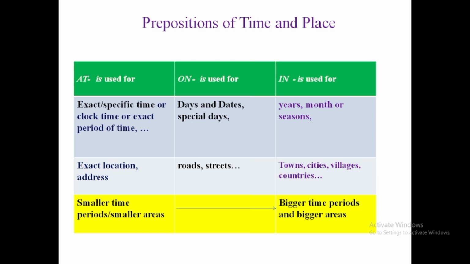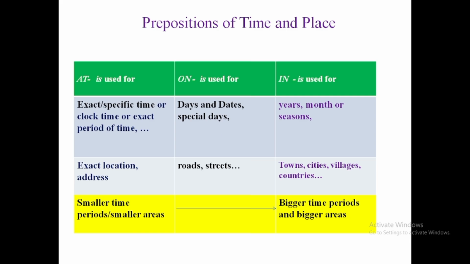At is used for the exact or specific time, or clock time, or exact period of time, and it's also used for exact location and address. And on is used for days and dates, and also roads and streets. In, on the other hand, is used for years, months or seasons, towns, cities, villages and countries.